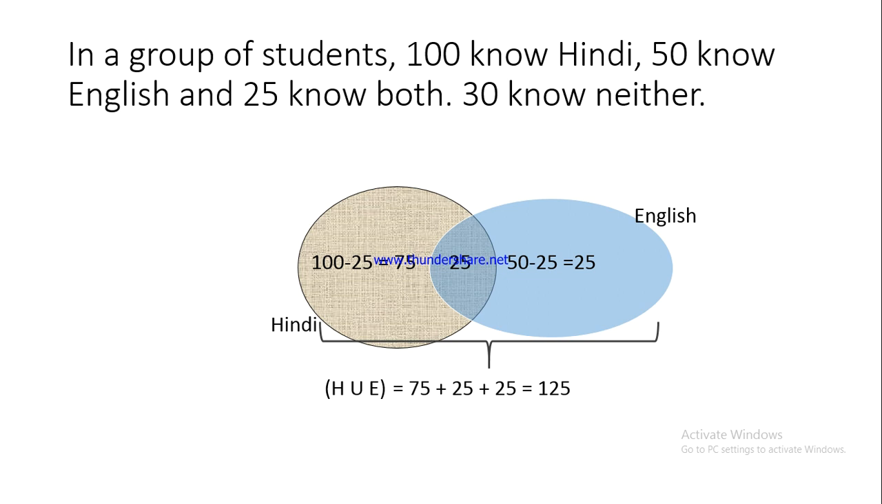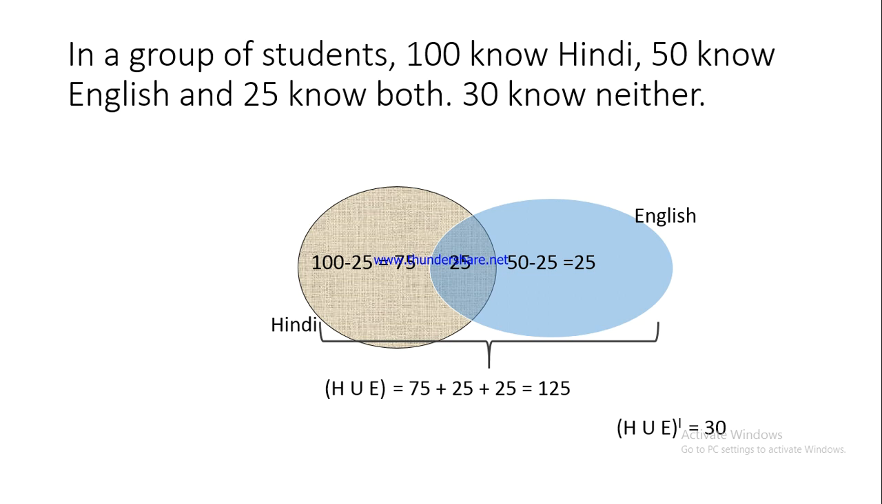But now we also have to account for the statement which was added to this particular question, that 30 know neither. So you can understand, where would I show the students who know neither of the two languages? Naturally it has to be shown somewhere outside, because see at the bottom right you see 30 value I have shown, and this is the value of H union E complement. Remember the discussion that we had in the earlier video sessions. Now this is the value of the H union E complement.